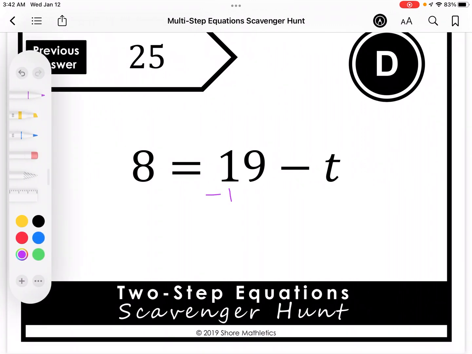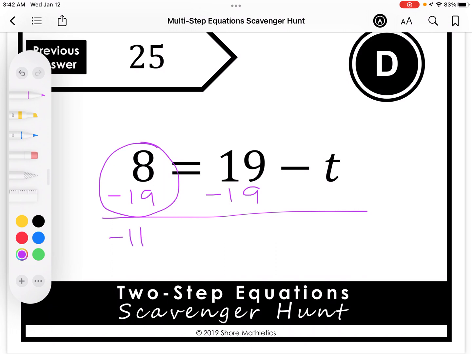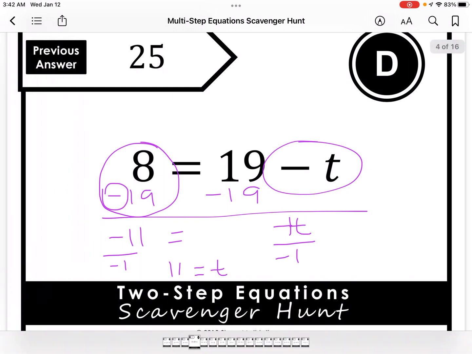I'm going to subtract 19 on each side. So my signs are different, so I have to subtract. So I get 11, and it's going to be negative because I have more negatives than positives, and I have to bring down a negative t. Now I'm going to treat this as if it's a negative 1t, so I'm going to divide by negative 1 on each side. So a negative 11 divided by negative 1 leaves me with a positive 11 equals a positive t.